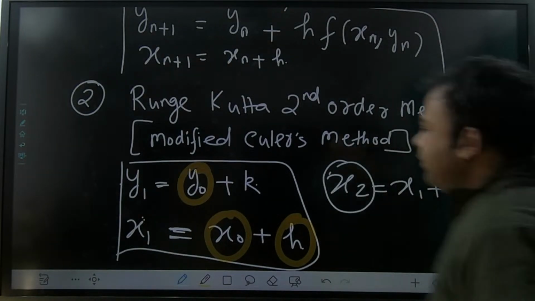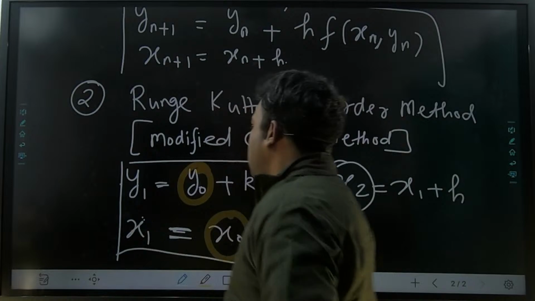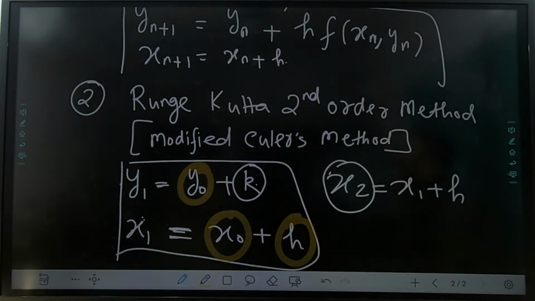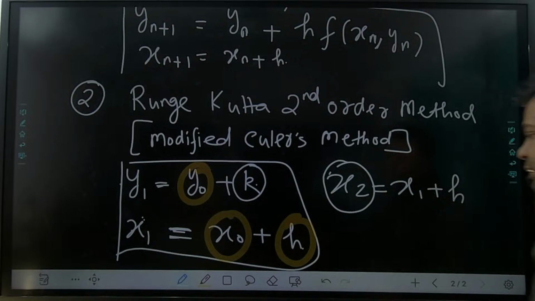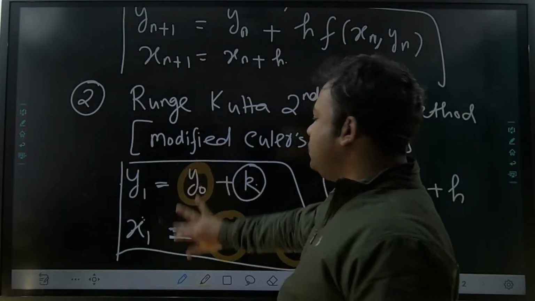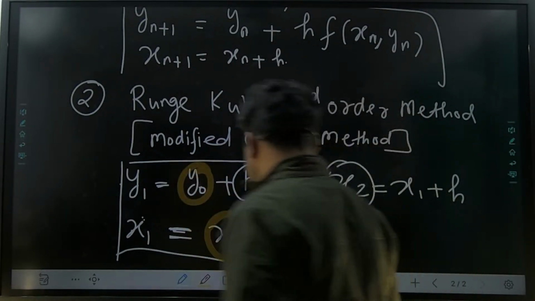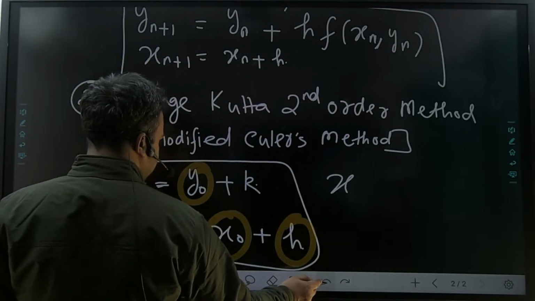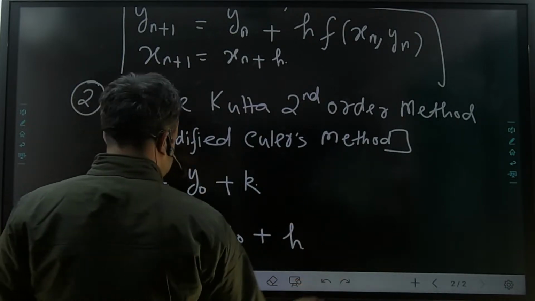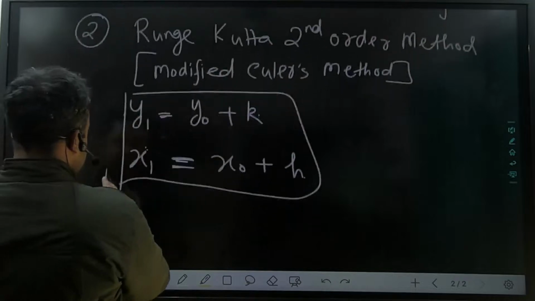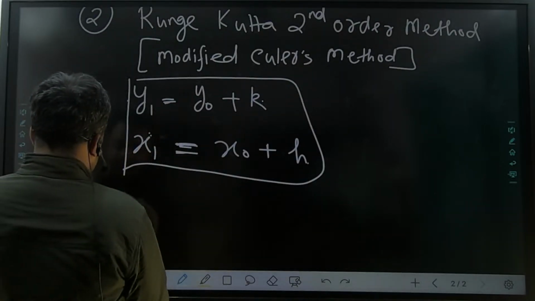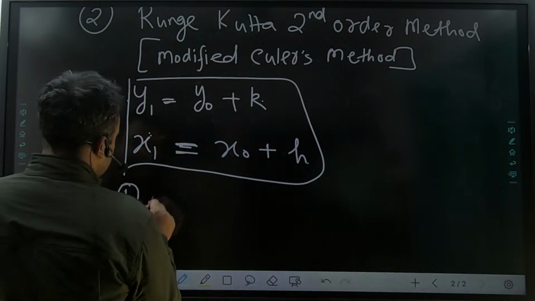Now to get the value of y1 at x1, I have to calculate this k. Previously we found it by different means. Here k will be found by different means, but the idea is the same again. We have to use this thing only. So what is k over here? The iteration formula, right? First thing we have to find k. So k is what?